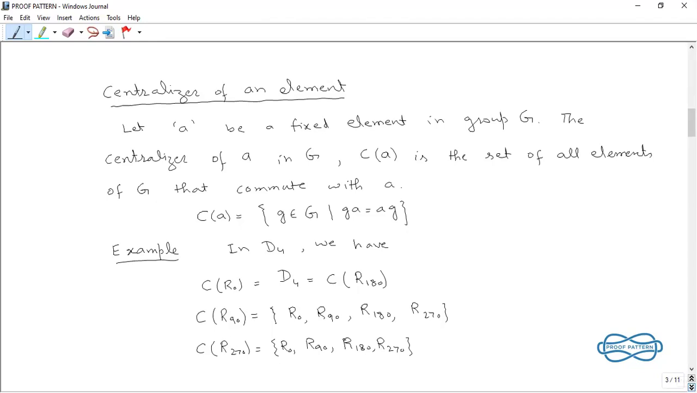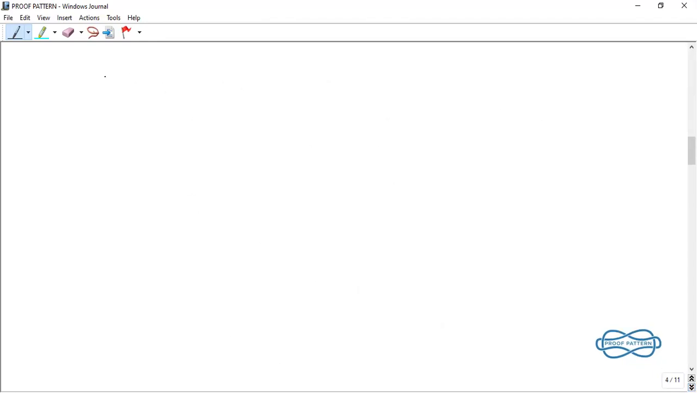Okay, now we are going toward an interesting result, which is the theorem that the centralizer of an element is a subgroup of group G. Okay, proof.